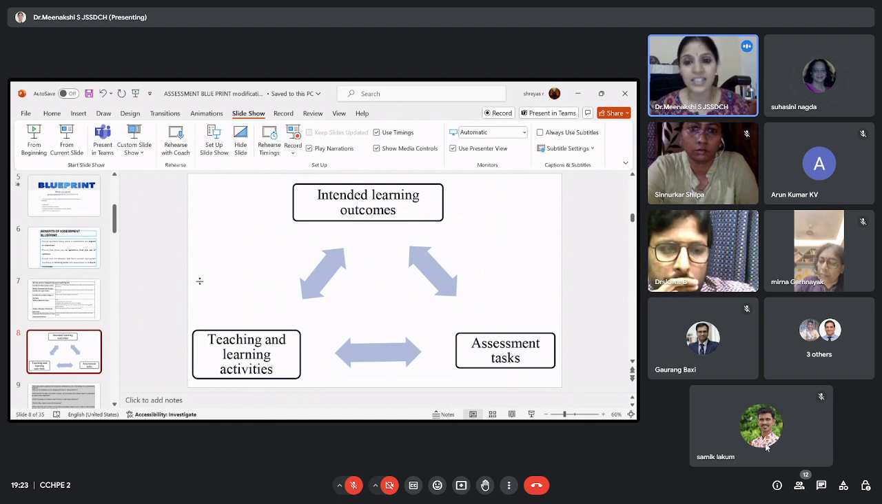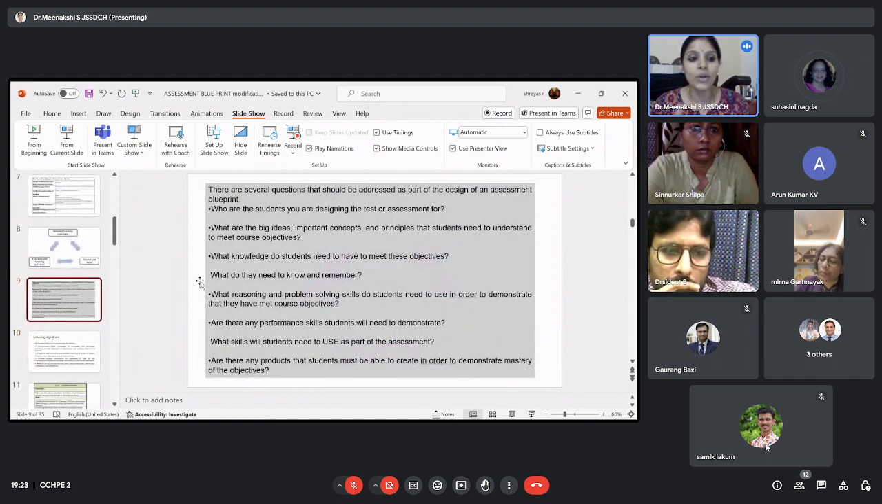So hence this is called constructive alignment. Before we go into the learning objectives, there are several questions which we need to ask ourselves when we are doing an assessment blueprint. Who are the students we are designing this assessment test for, as ma'am aptly asked, and what was the flaw in the first question? Sir has missed adding which students they were assessing.